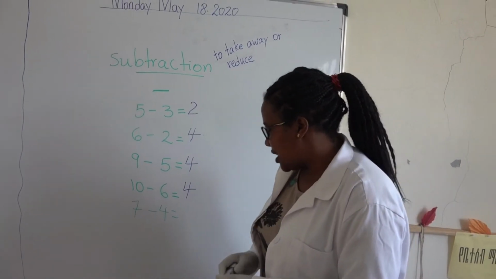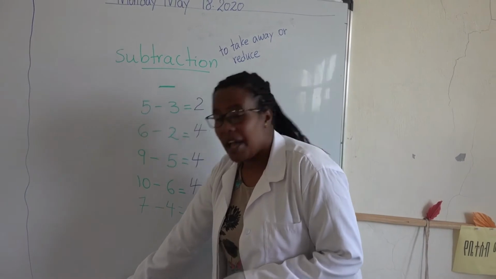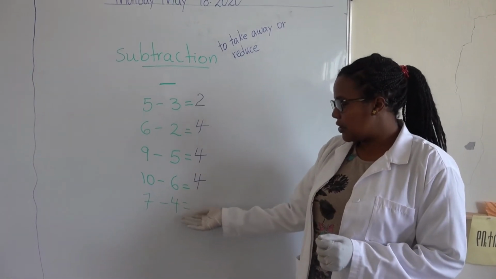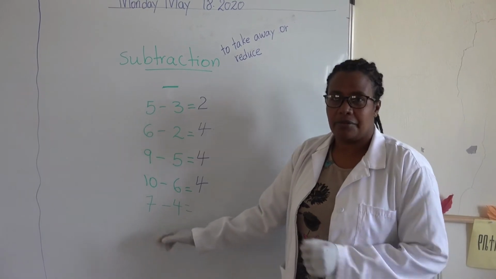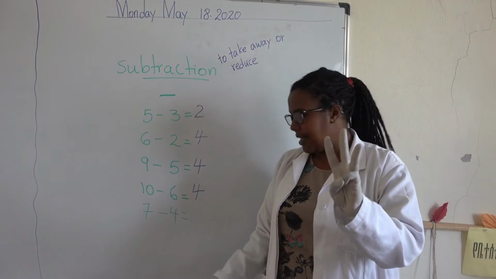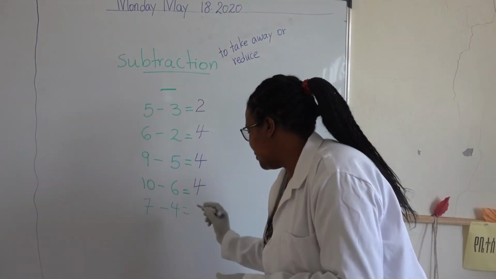Okay, the last question is 7 minus 4. Which one is small? 4. So let's count up to 7. 4, 5, 6, 7. The answer is 3.